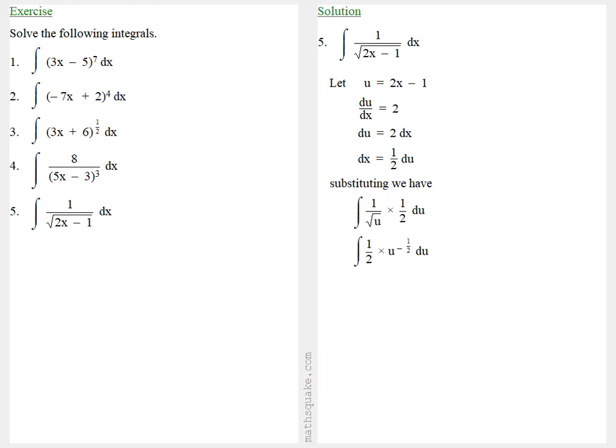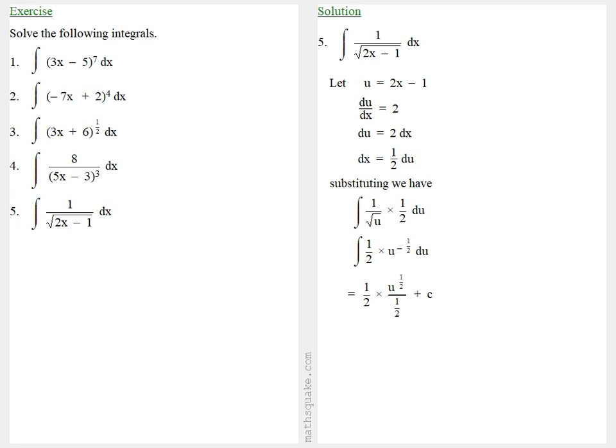Now 1 over the square root of u could be written as u^(-1/2). So we have the integral of a half times u^(-1/2) du. Now when we integrate u^(-1/2), the -1/2 is increased by 1, so it becomes plus a half, and then we divide by a half. So we have a half times u^(1/2) divided by a half plus c.